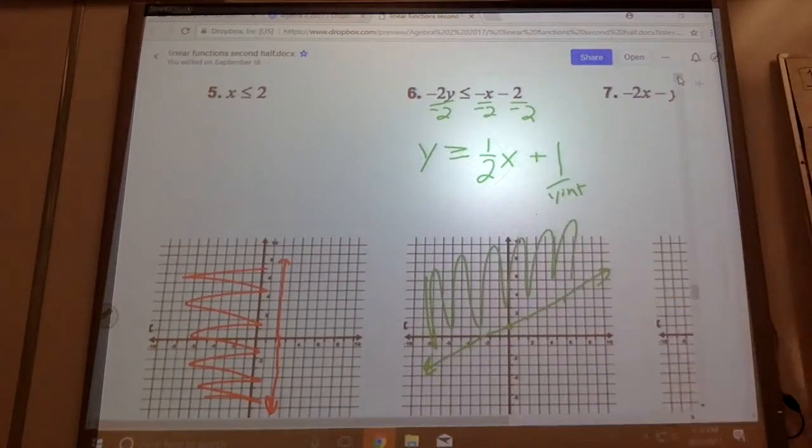Carmen, I don't understand how you solve it. I just wrote it down. You get y by itself.